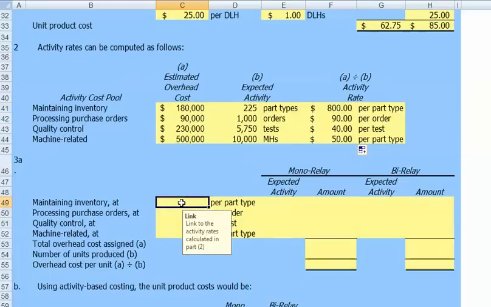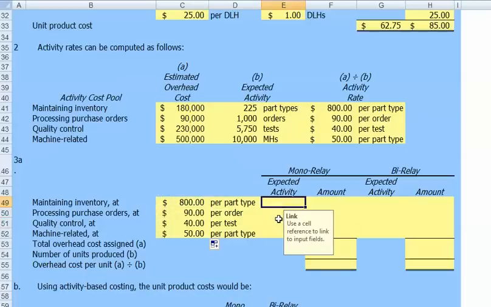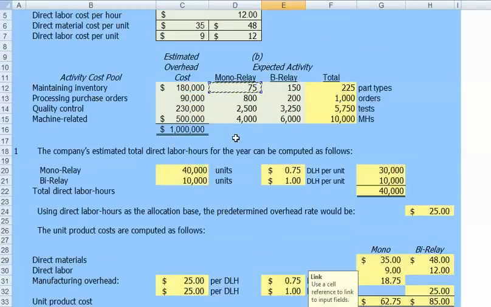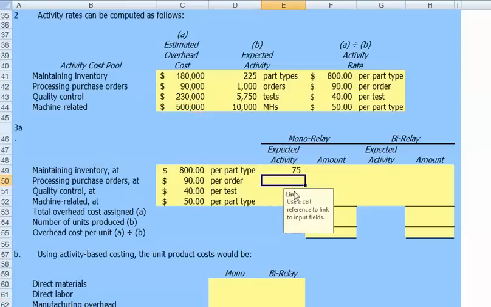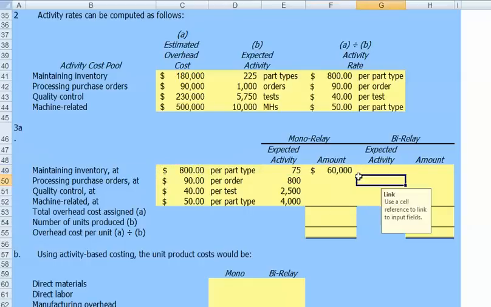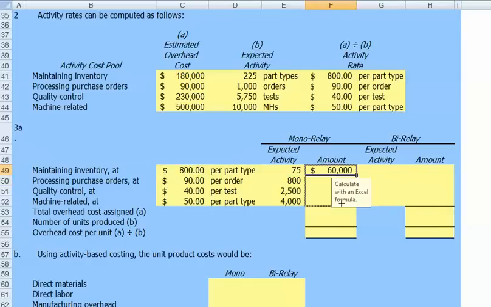Next thing I need to do is apply my overhead. I'll pick up my predetermined overhead rates. Again, I need a link, and I can just copy that on down. My expected activity levels, those were given right up here for the mono relay as 75, and since those are right below each other, I can copy them down. The amount of overhead that I'm going to apply will be my expected activity level times my predetermined overhead rate, and I can copy that right on down.